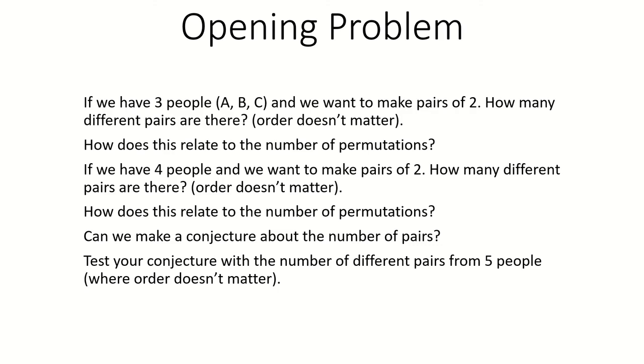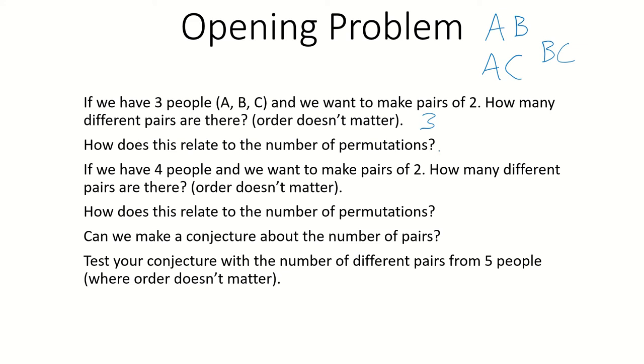So, I wanted you to have a go at this opening problem before you watch this video. If we have 3 people, A, B, and C, and we want to make pairs of 2, how many different pairs are there when the order doesn't matter? Well, you could pair people up into A and B, A and C, but there's no point having B and A because they've already been paired up because the order doesn't matter now. And then there's also B and C. There's no point doing C and A and C and B because they're already paired up. So there are 3 different pairs when the order doesn't matter.